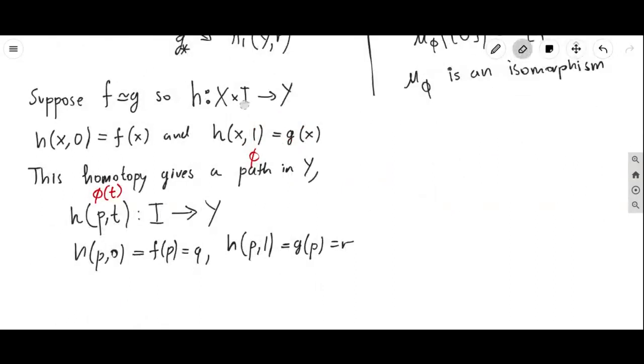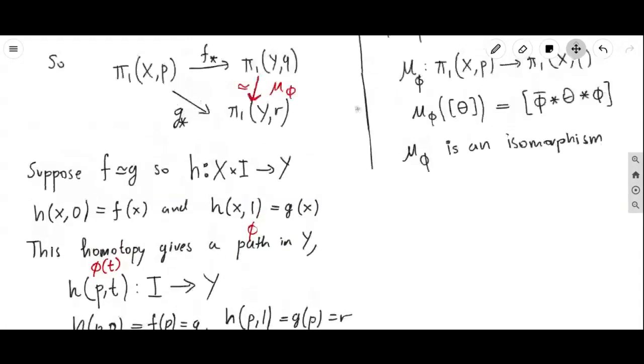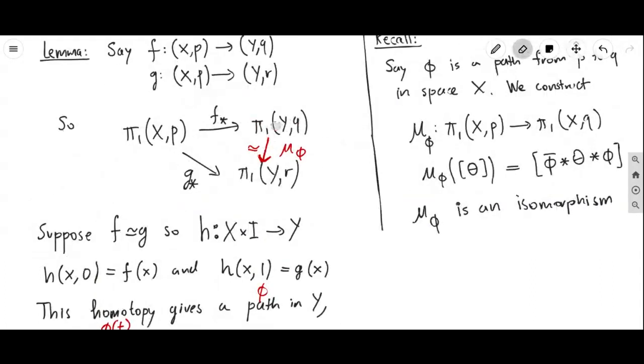Homotopy, it's a mapping from X cross I. So instead of varying X, you're going to set it equal to that point P in the beginning, and then you let time vary from 0 to 1. And therefore, you're creating a path in Y that begins at Q and goes to R. So you've just created a path here, and this is an isomorphism.